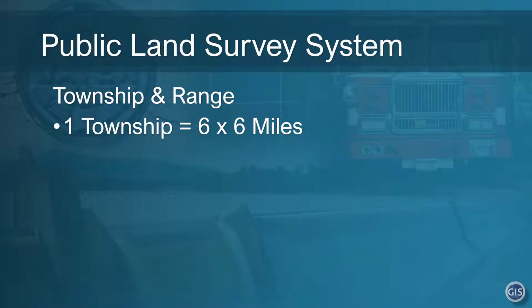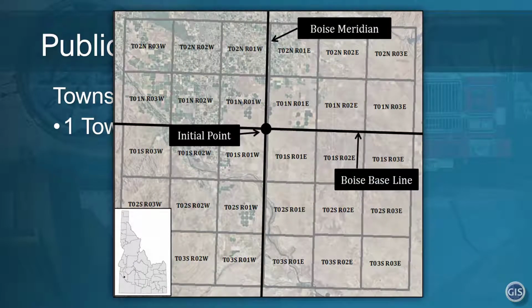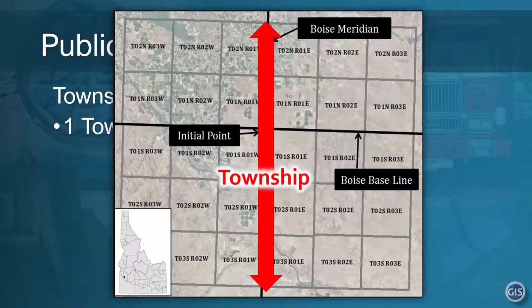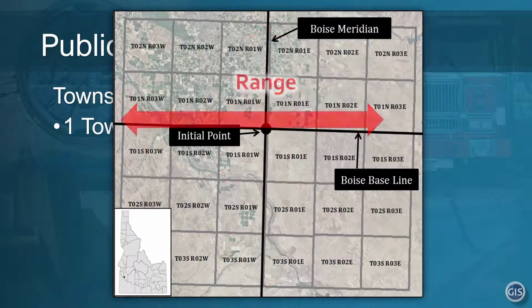Township and range. A township and range can also be referred to as a township, and a township is 6 miles by 6 miles. The public land survey system is a Cartesian coordinate system. This coordinate system has a beginning point, or 0, and then you count north and south and east and west from that point. Here you see a grid of townships, which are 6 miles by 6 miles. The townships count north to south, the ranges east to west.